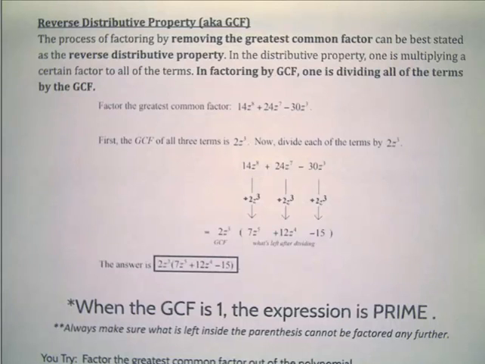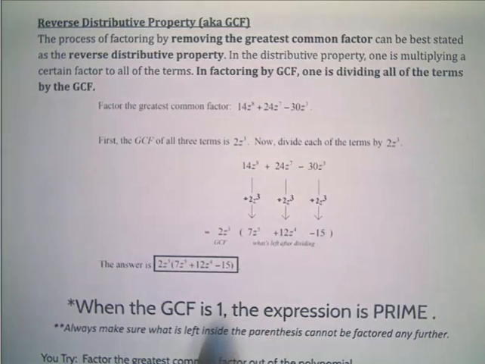So the way that you find what's in common is, remember, z to the 8th means you have 8 z's being multiplied. Z to the 7th means you have 7 z's being multiplied. And z to the 3rd means you have 3 z's being multiplied. So how many do you have in common? Well, you have 3 in each of them. So 2z to the 3rd is your greatest common factor. And now you need to divide each term by 2z to the 3rd.